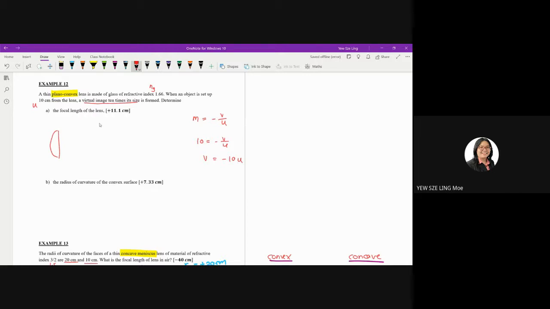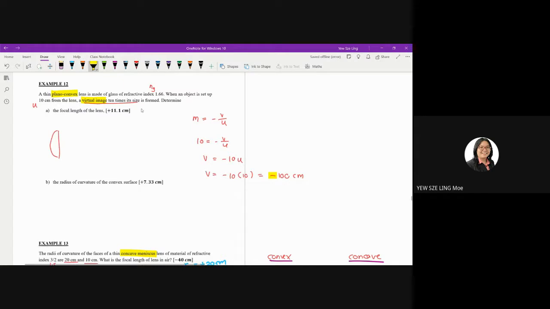Now that I know v is equal to negative 10 u and I have the value for u, what can I do? I can calculate the image distance. So image distance v is equal to negative 10 times 10, which is negative 100 cm. I know that it is a negative value because the question tells me that it is a virtual image. For a virtual image, my v should be a negative value.